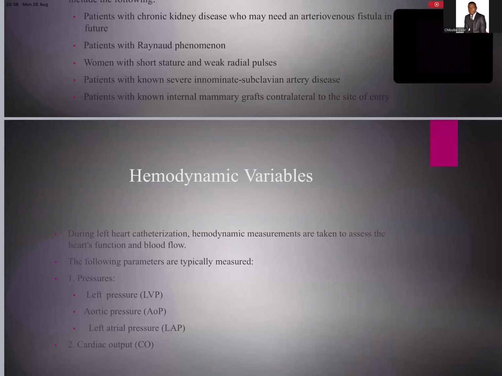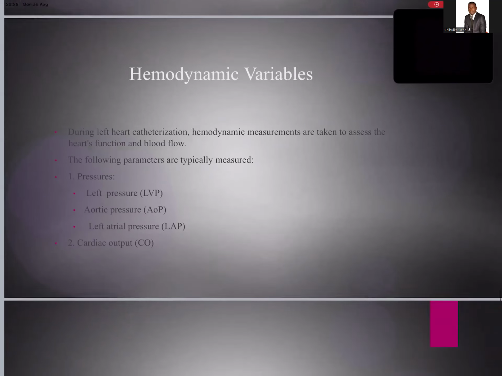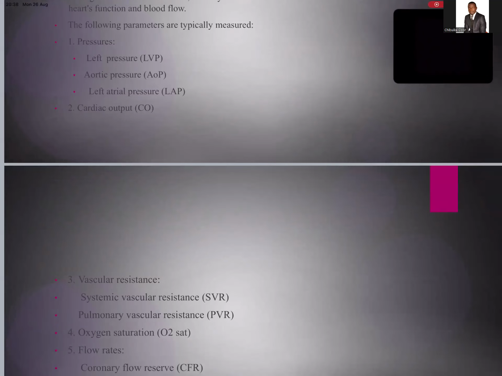And then we also have hemodynamic variables that are assessed during left heart catheterization. One is direct measurement of the pressure: left ventricular pressure, aortic pressure, and the left atrial pressure as well. We all know that echo is a surrogate or indirect measurement of this. And then the cardiac output can also be directly measured because these catheters have pressure sensors, just like I've stated in using the different kinds of catheter that we have said serve different purposes.